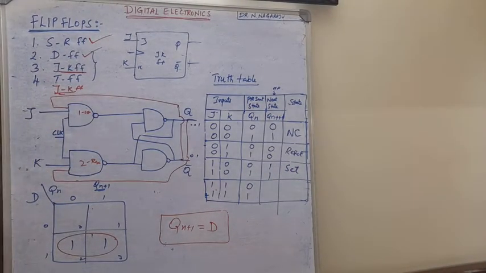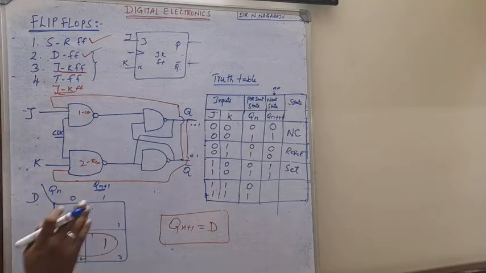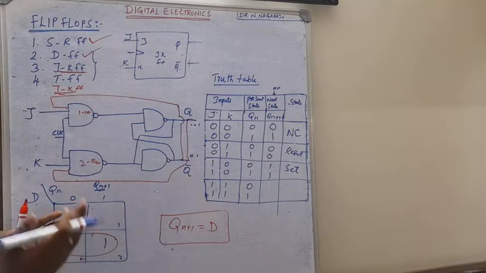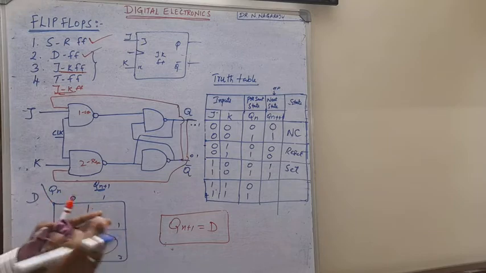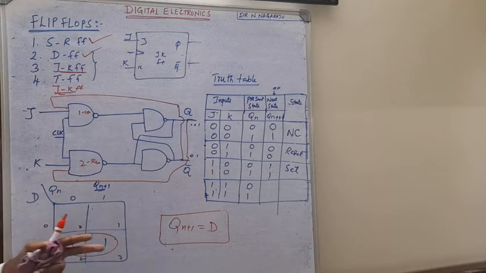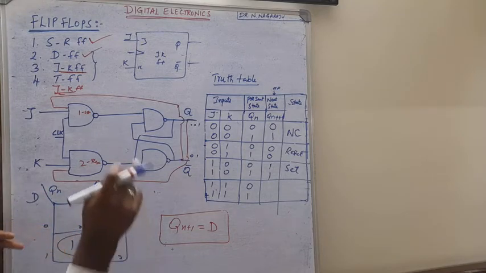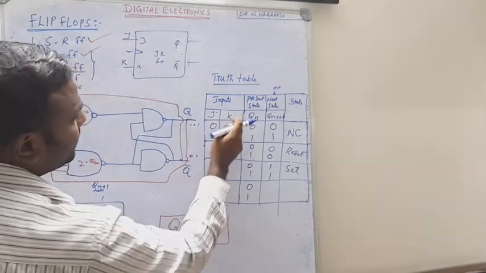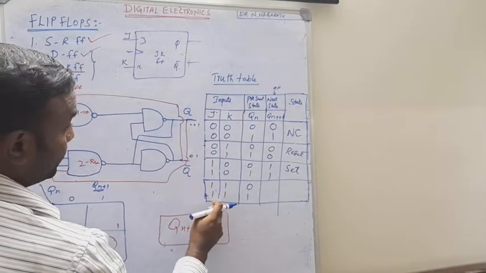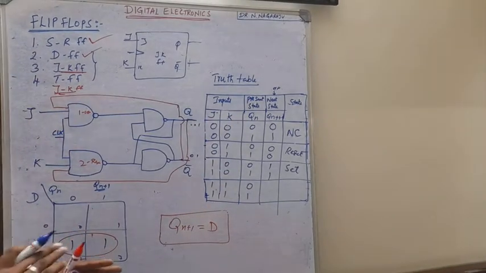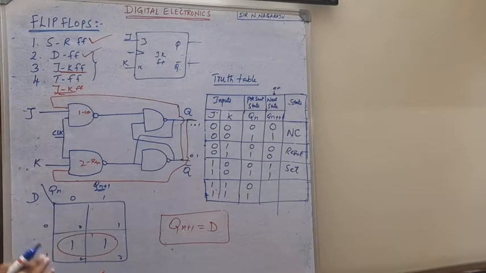The final combination is very, very important. In the SR flip flop, S is equal to 1 and R is equal to 1 means what? Invalid state or intermediate state. So here when J equal to 1 and K equal to 1, it will act as toggle operation. Toggle operation indicates what? 0 means 1, 1 means 0. That is the toggle operation.